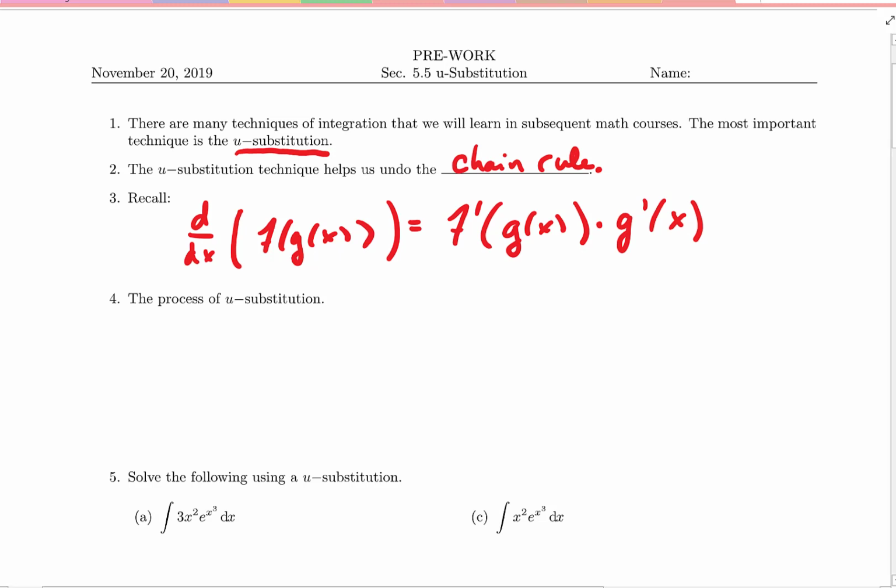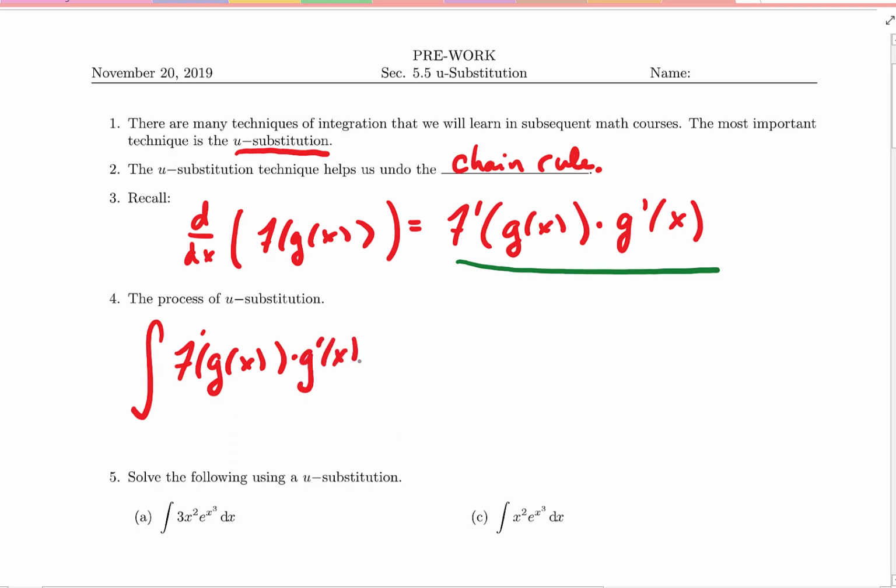So here's how the process of a U substitution works. Let's suppose we're going to take the antiderivative of this function right here. So if we have the antiderivative of f prime of g of x times g prime of x dx, so if we're asked to find the antiderivative of this, well, because we recognize that it's a chain rule problem, we could jump straight to the answer, but this is how we're going to use this technique of U substitutions.